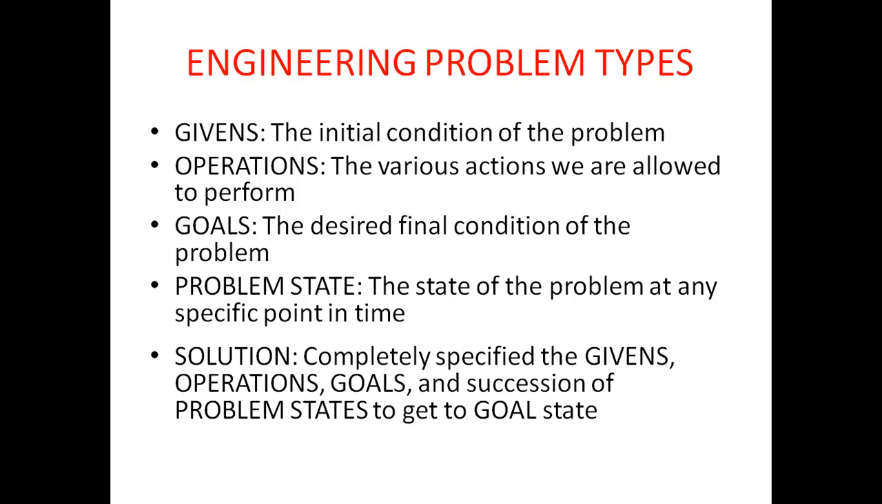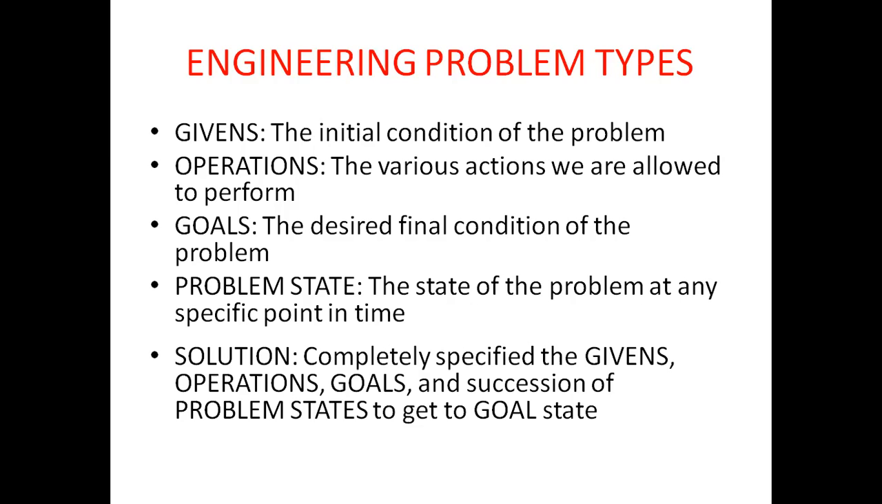Problem state means the point to point layout of your problem at a specific time. From the start of your problem to the end of your problem, or the end of your solution, you get the point to point data. That is the problem state. And the last one is the solution. A solution completely specifies all operations so that your goals will be satisfied, and all problem states, meaning how the problem is solved, will be involved in your solution.